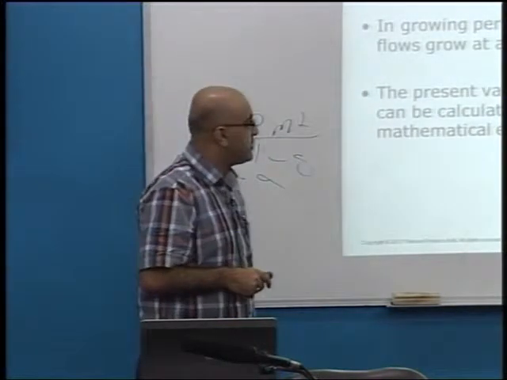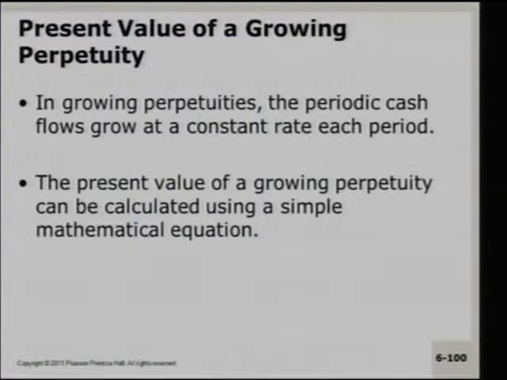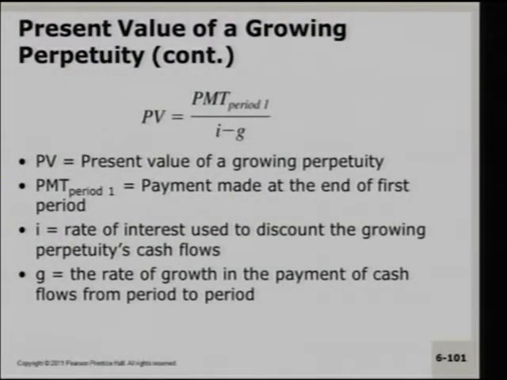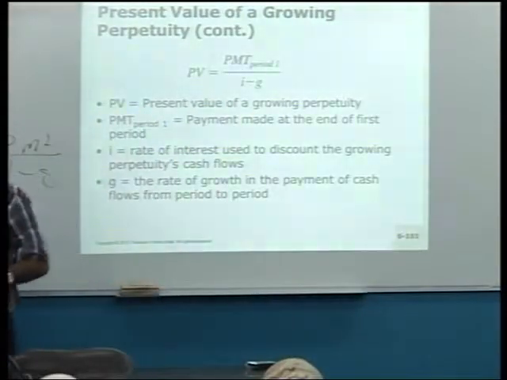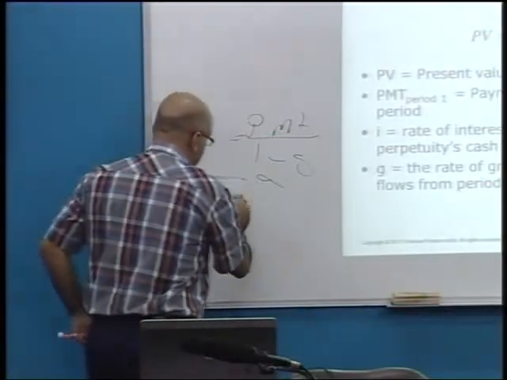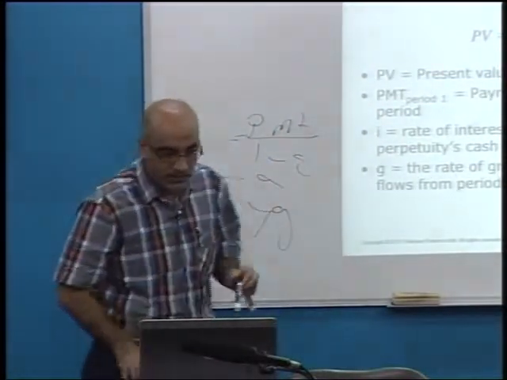For a growing perpetuity, the periodic cash flows grow at a constant rate. We calculate this as the payment divided by I minus G, and be careful, I must be greater than G.